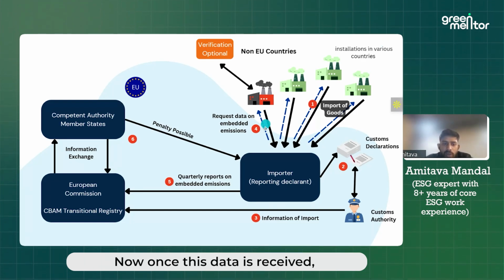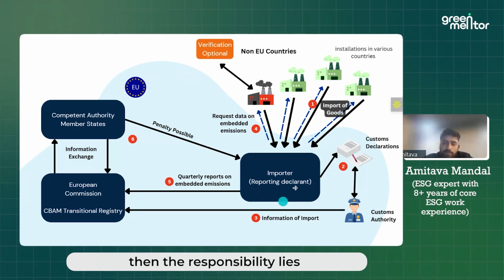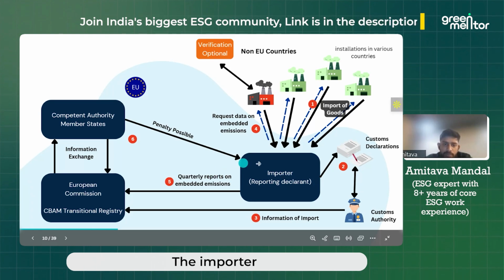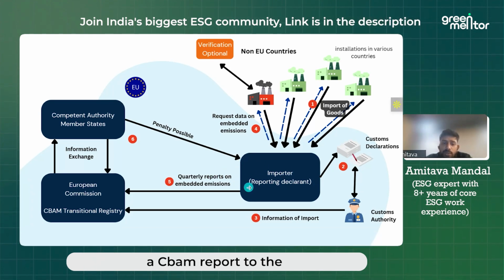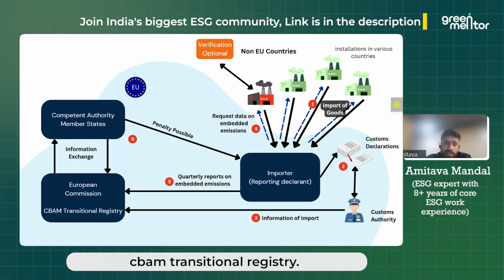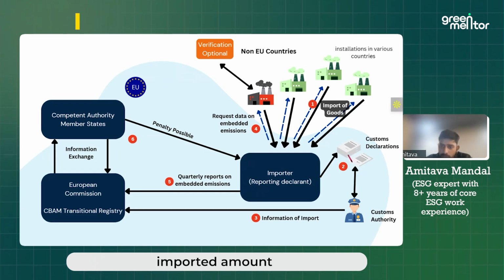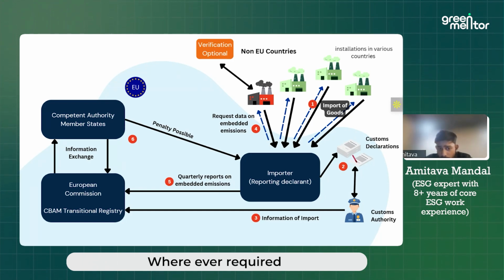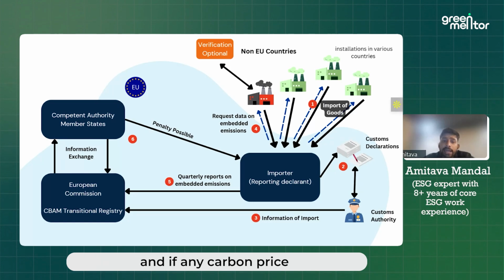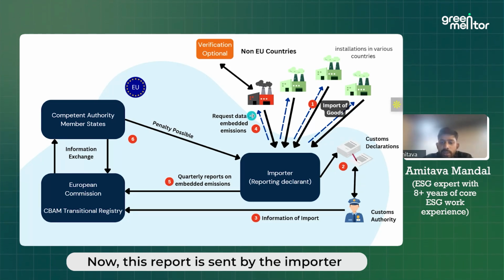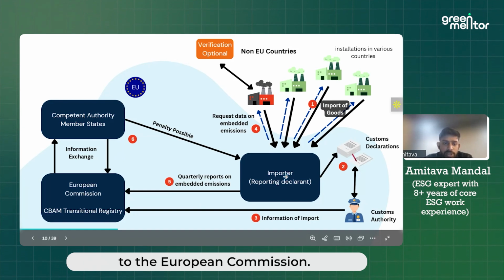Now, once this data is received, every quarter the responsibility lies with the importer. The importer will submit a CBAM report to the CBAM transitional registry, right? Here again, the report lists things like the amount and quantity of what you have imported, the direct emissions from that, or wherever required, any indirect emissions, and if any carbon price has been paid abroad. This report is sent by the importer to the European Commission.